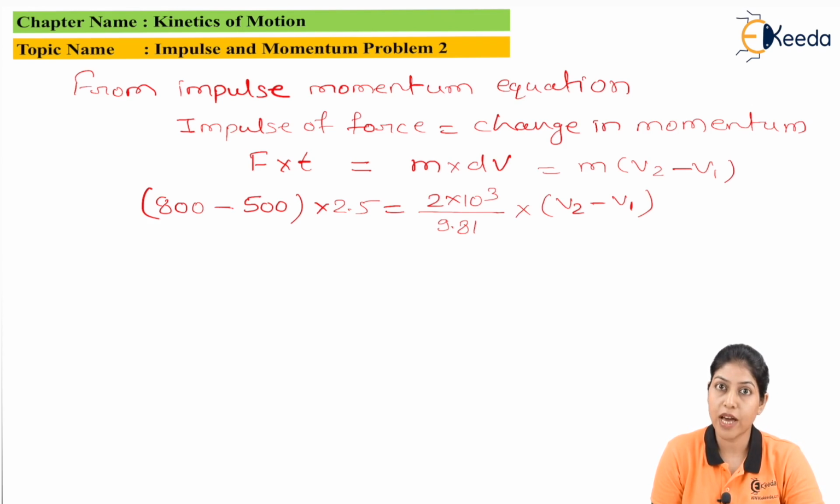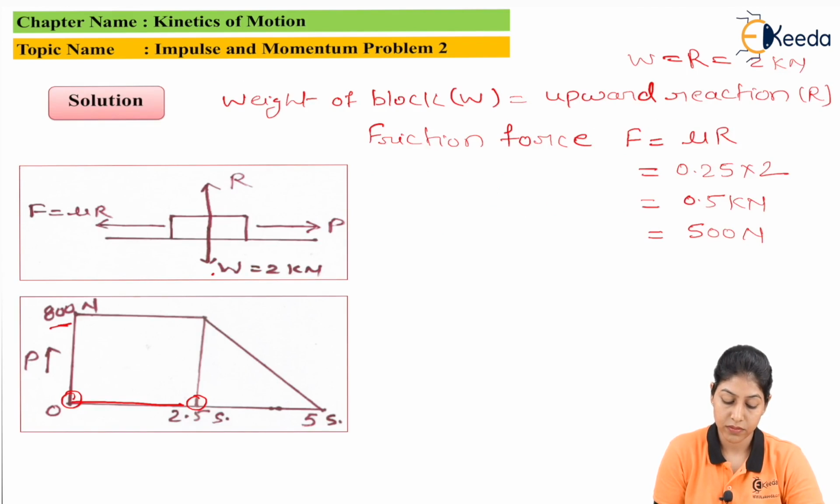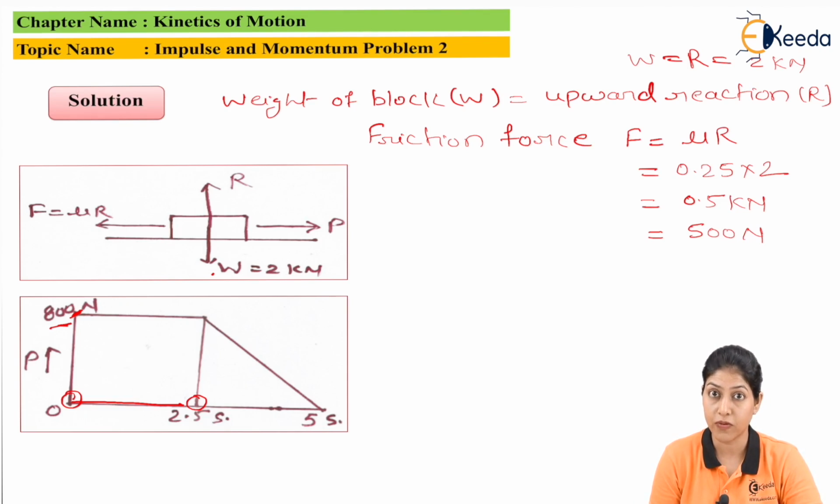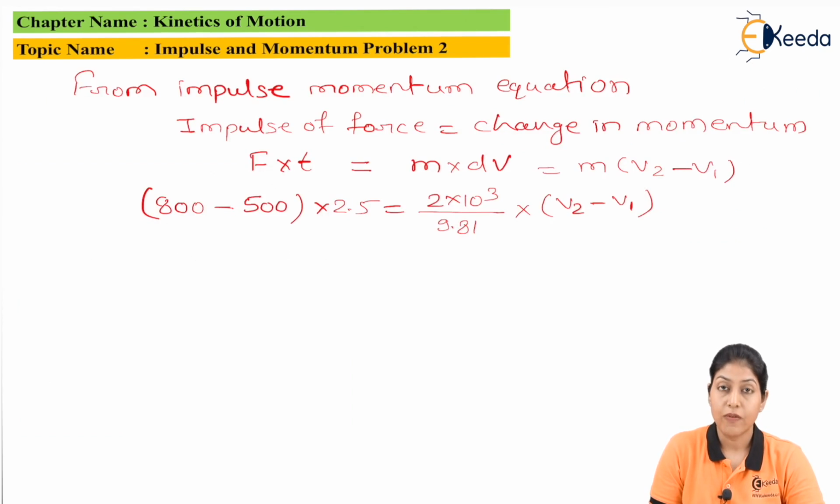Now, here the force value we have at the initial condition is 800 Newton, and the friction force we are considering as 500 Newton. We found this particular friction force with the help of mu R. So friction force is also considerable here because the surface is a rough surface. So the net force value we will consider here is 800 minus 500, into the time we are considering, that is 2.5.